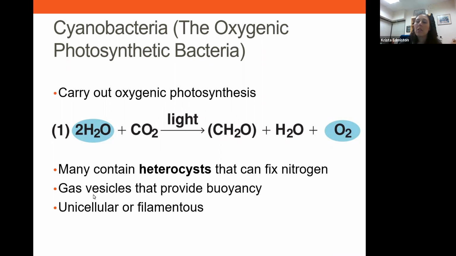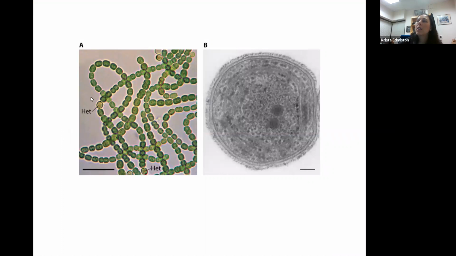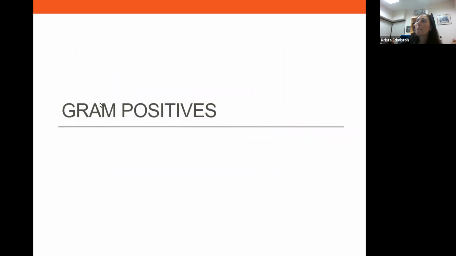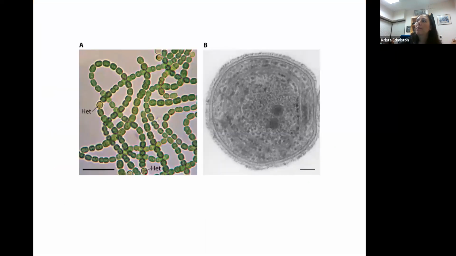They are photosynthetic, so they need to be close to light. Those that live in the water will have gas vesicles that can provide them buoyancy, making sure they're close enough to the light. And they can be unicellular, so just one cell, or they can hook up to other cells and become what we call filamentous. The long chain here on my left side, I'm not sure what side it's on yours, is these filamentous bacteria. Where it says HET, that's the heterocyst, and the job of that little cell there is to fix nitrogen. All right, so those are our cyanobacteria.